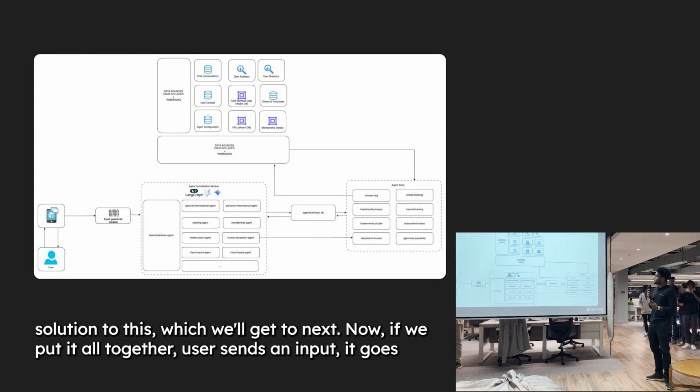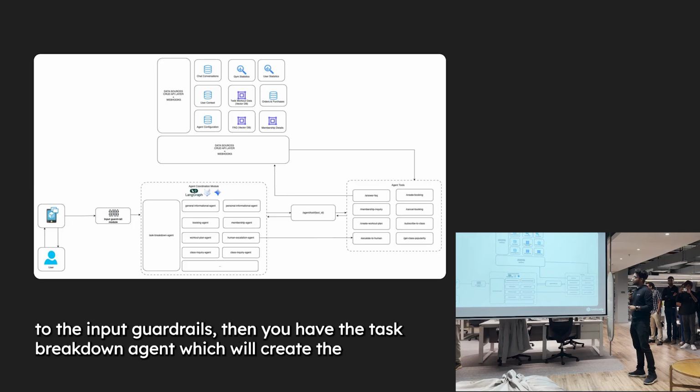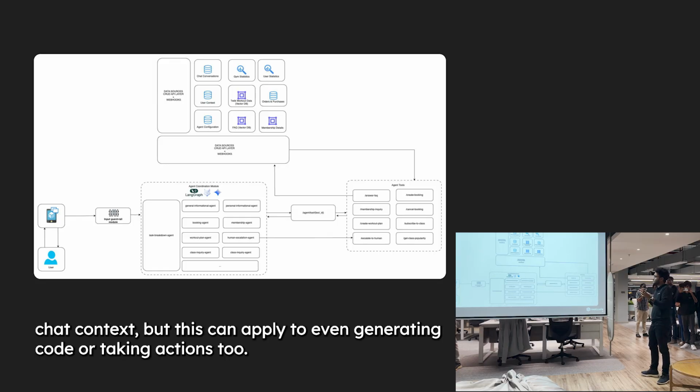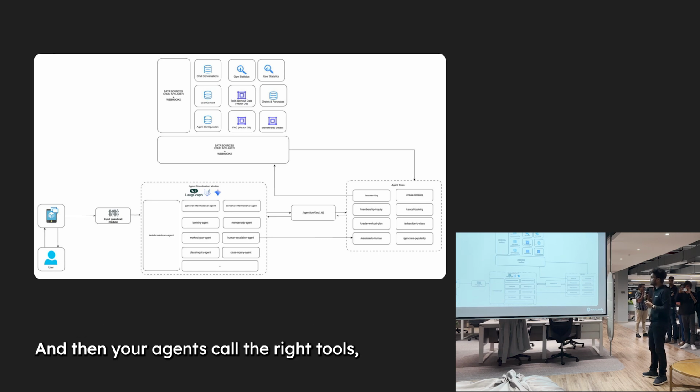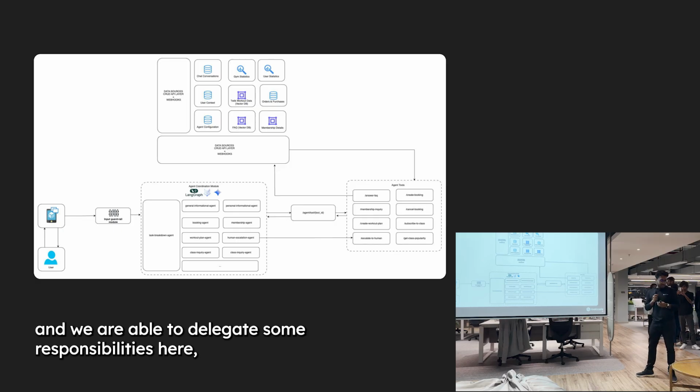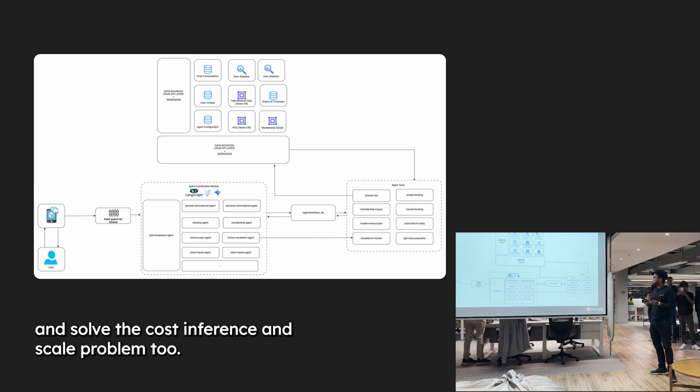Now, if we put it all together, the user sends an input, and it goes to the input guardrails. Then you have the task breakdown agent, which will create the execution plan for how we are going to tackle this particular inquiry. Now, this is in a chat context, but this can apply to generating code or taking actions too. And then your agents call the right tools, your tools call the shared database layer, and we are able to delegate some responsibilities here and solve the cost, inference and scale problem too.